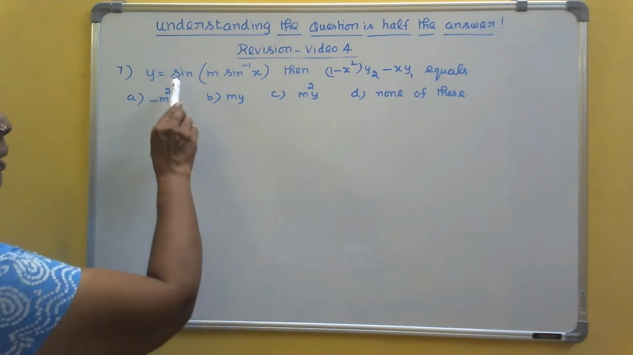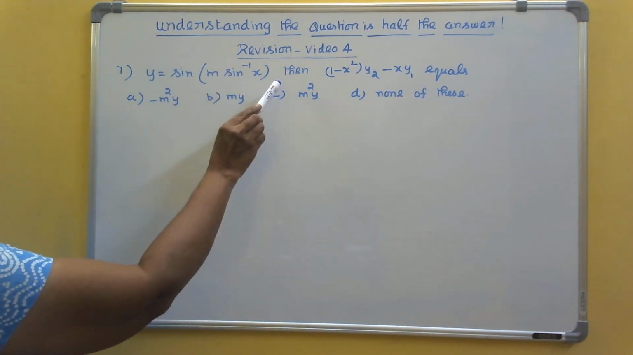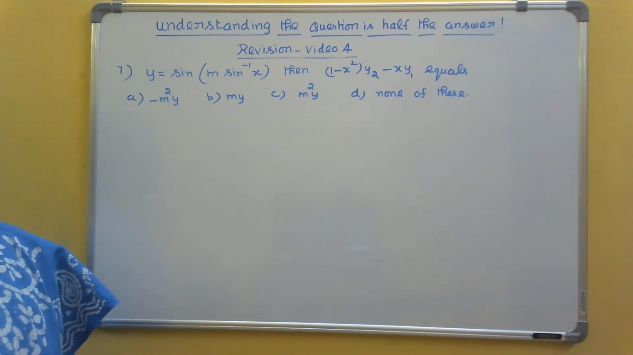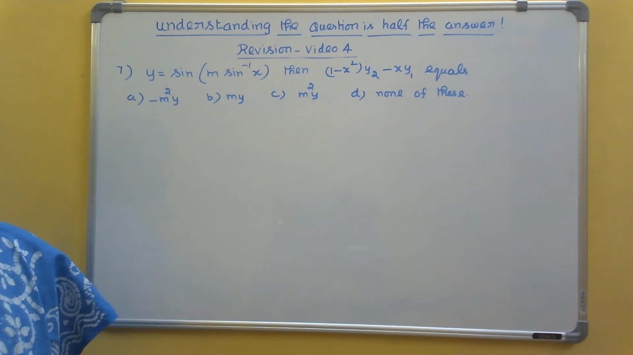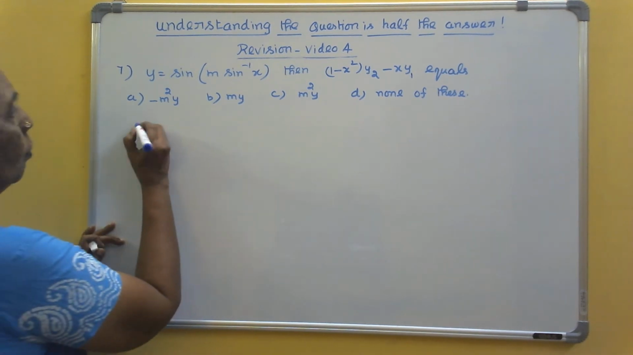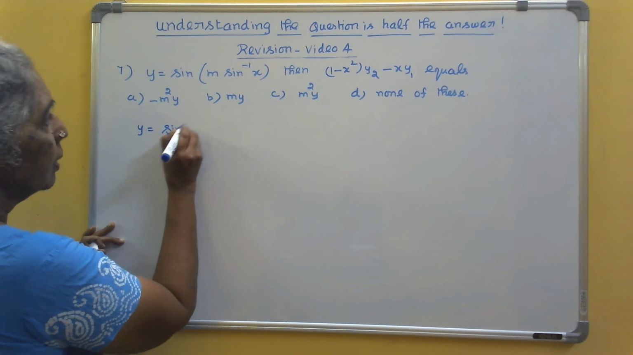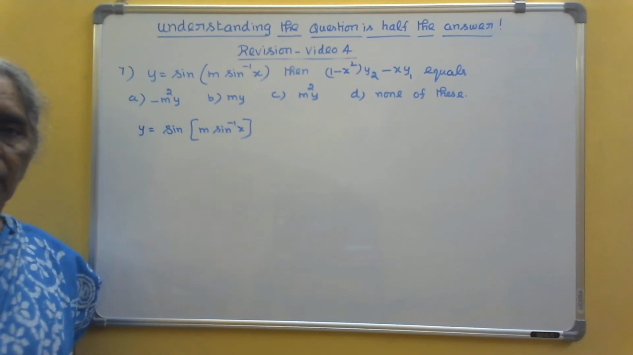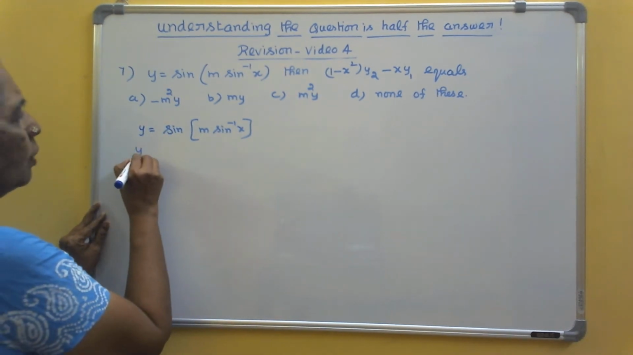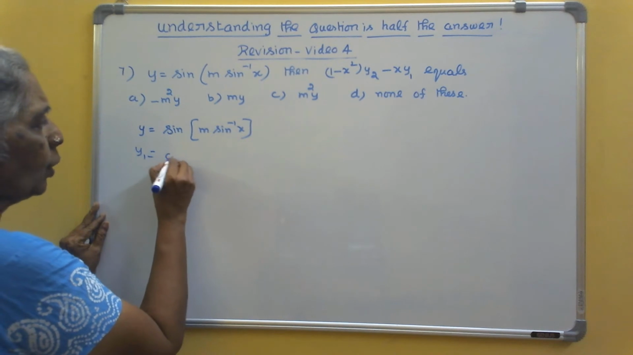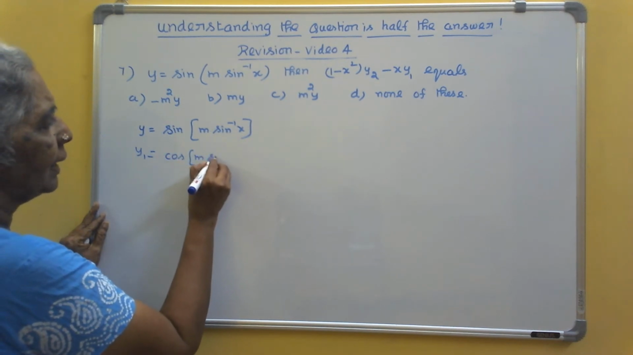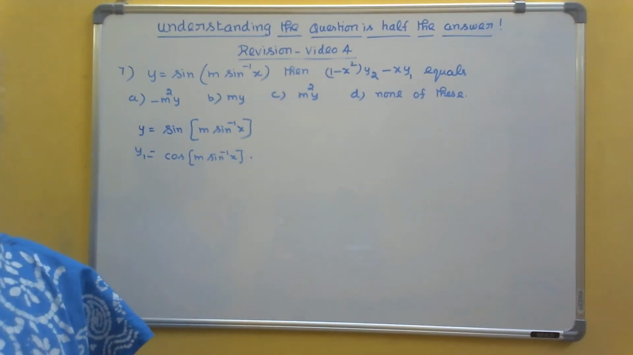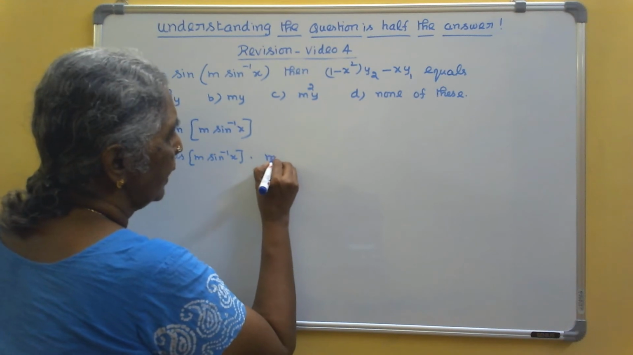y is equal to sin(m sin inverse x). Then 1 minus x squared y2 minus x y1 equals, four options are given to you. Let us take y is equal to sin of m sin inverse x, right? So let us differentiate first. We will get y1. For sine of anything, you will get cos of whatever is there, into the derivative of what is in the bracket. So m is a constant, write it as it is.